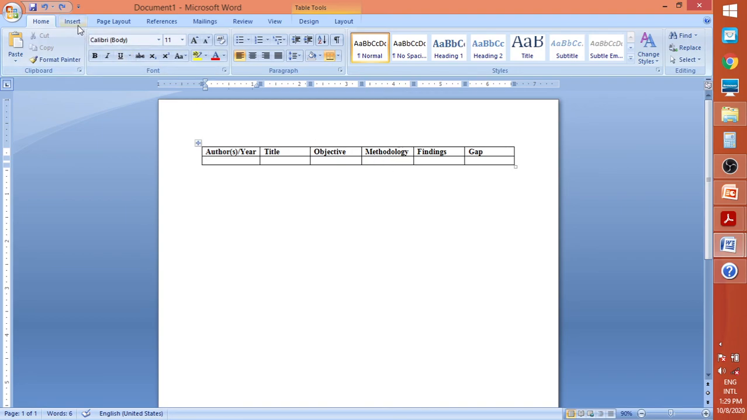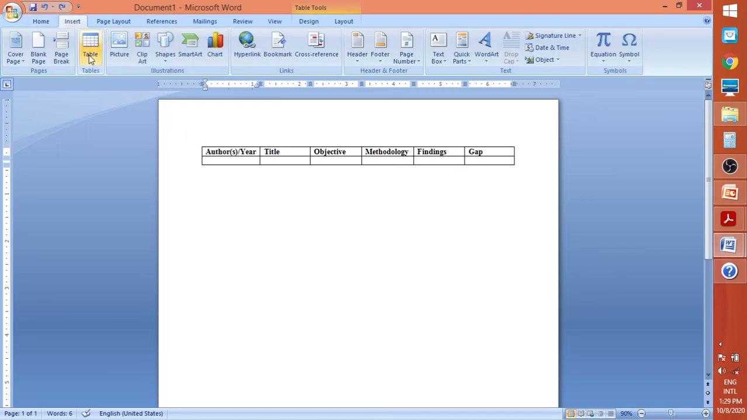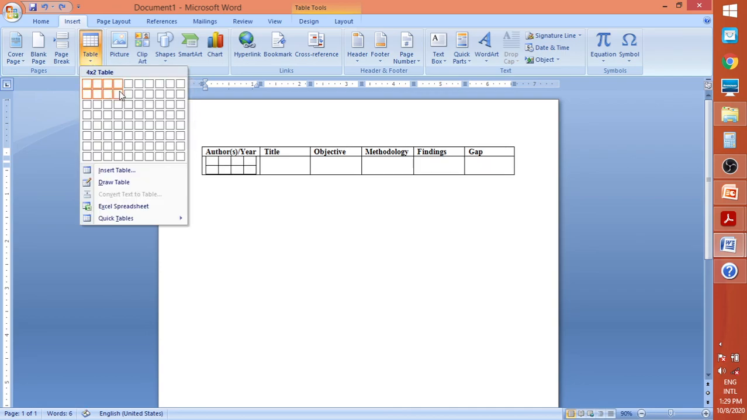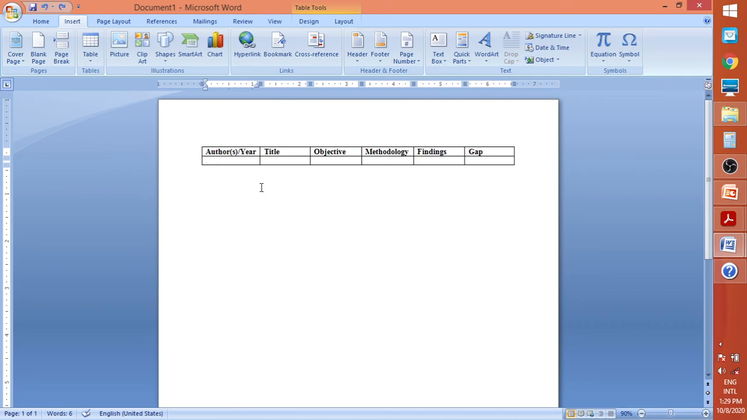You just go to insert to develop this table. You just go to insert, click on table, then you just click and that's it. So like I said, things we are to note from each article is the author or authors' names and the year. We look at the title, followed by the objective, then methodology, findings, and finally the gap or gaps.